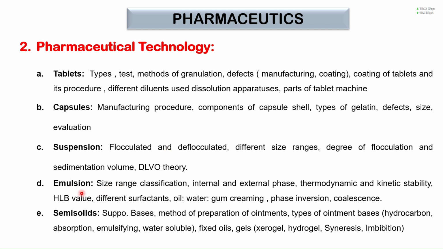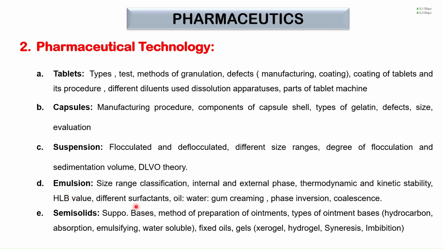Actually, moving on to the next point is emulsions. Size ranges of emulsion, like nano. What is the size range of nano emulsion and micro emulsion? Internal and external phases. Sometimes there are multiple emulsions. Okay, like oil in water in oil. So sorry, oil in water in water. And so you must read that also. Thermodynamic and kinetic stability is also important.